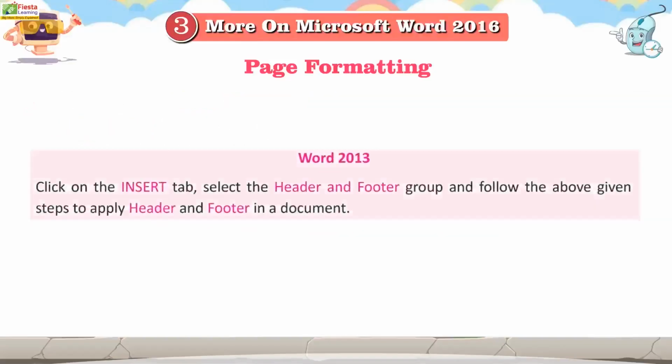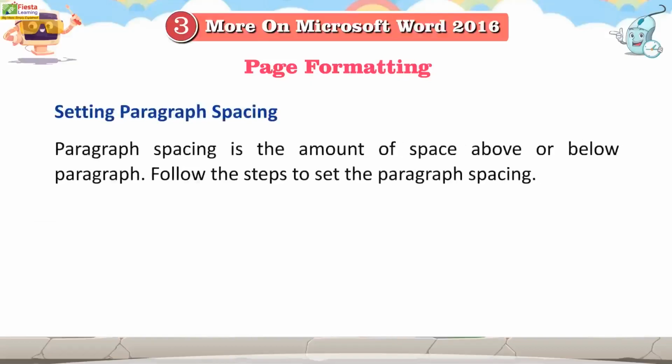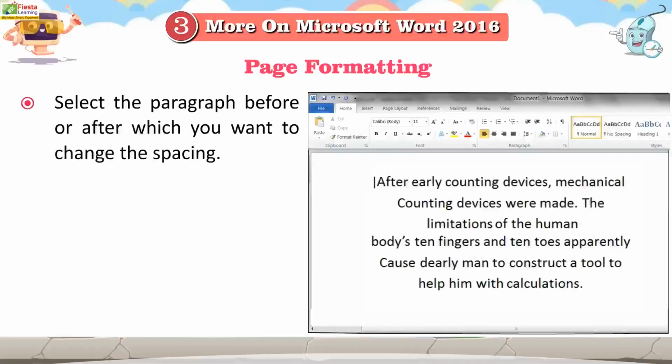Word 2013: Click on the Insert tab, select the Header and Footer group and follow the above given steps to apply header and footer in a document. Setting paragraph spacing. Paragraph spacing is the amount of space above or below a paragraph. Follow the steps to set the paragraph spacing.